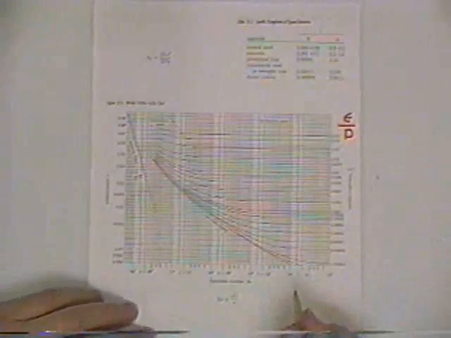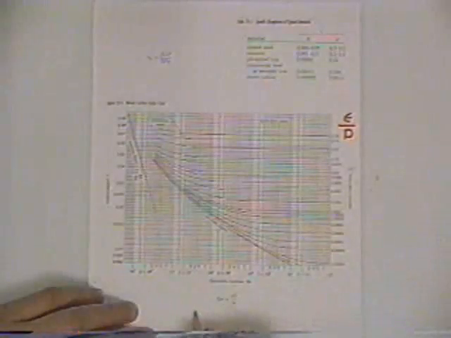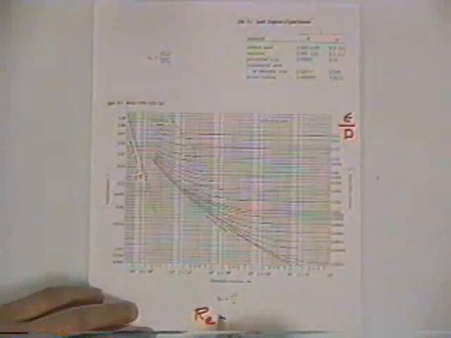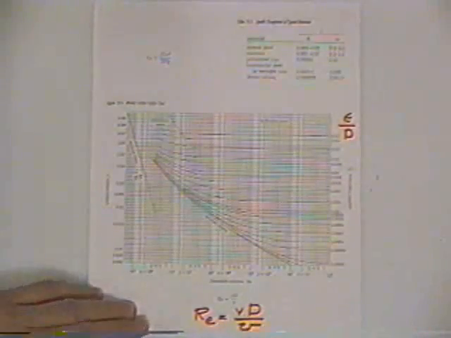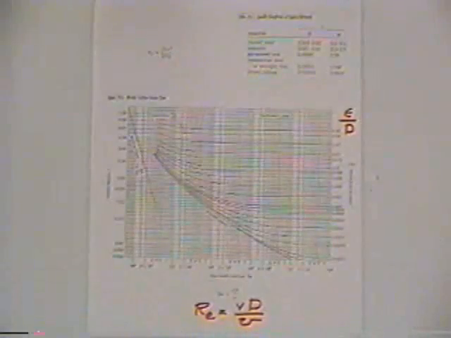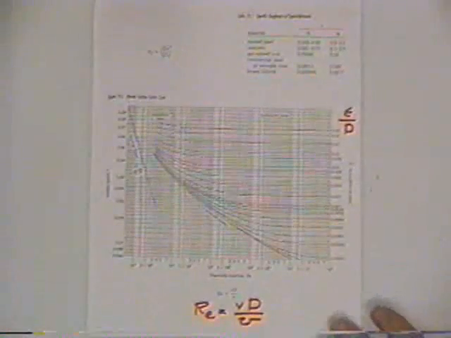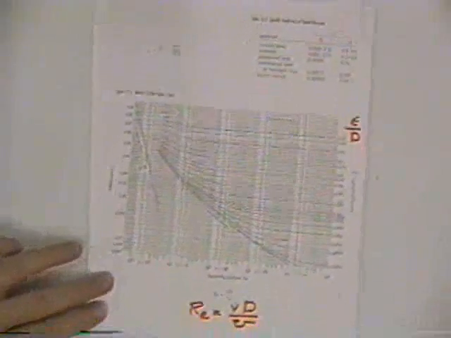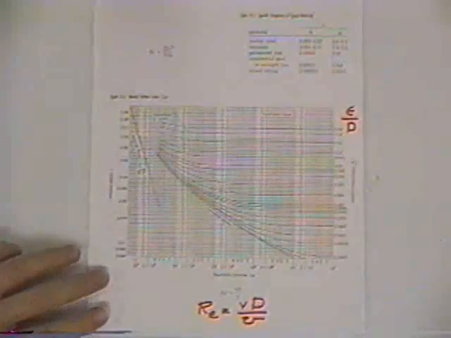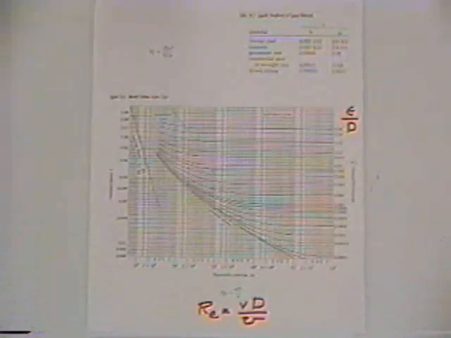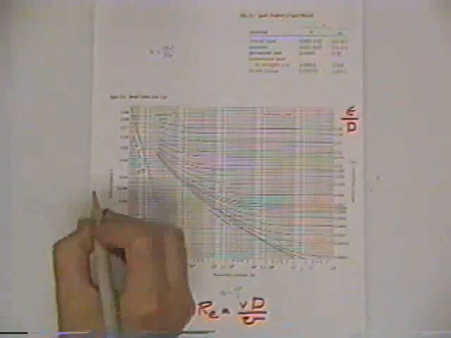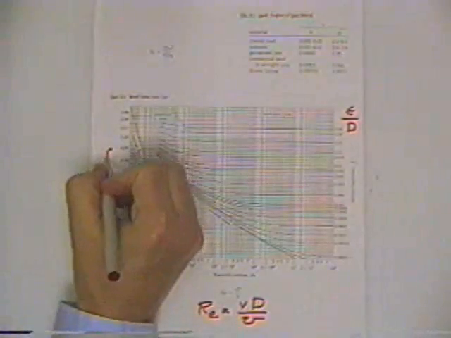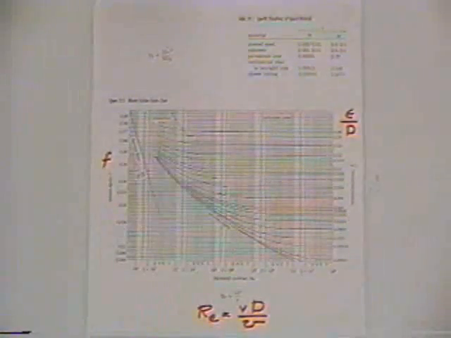Now it also depends upon the characteristic of the flow. And so we use Reynolds number. And Reynolds number is one of those dimensionless numbers. It's the velocity times the diameter divided by the kinematic viscosity. And it's actually a representation of inertia forces to the frictional resistance forces in the pipe. And so that's across this scale. And then the friction factor for use in the Darcy-Weisbach equation is what we're reading from the scale.